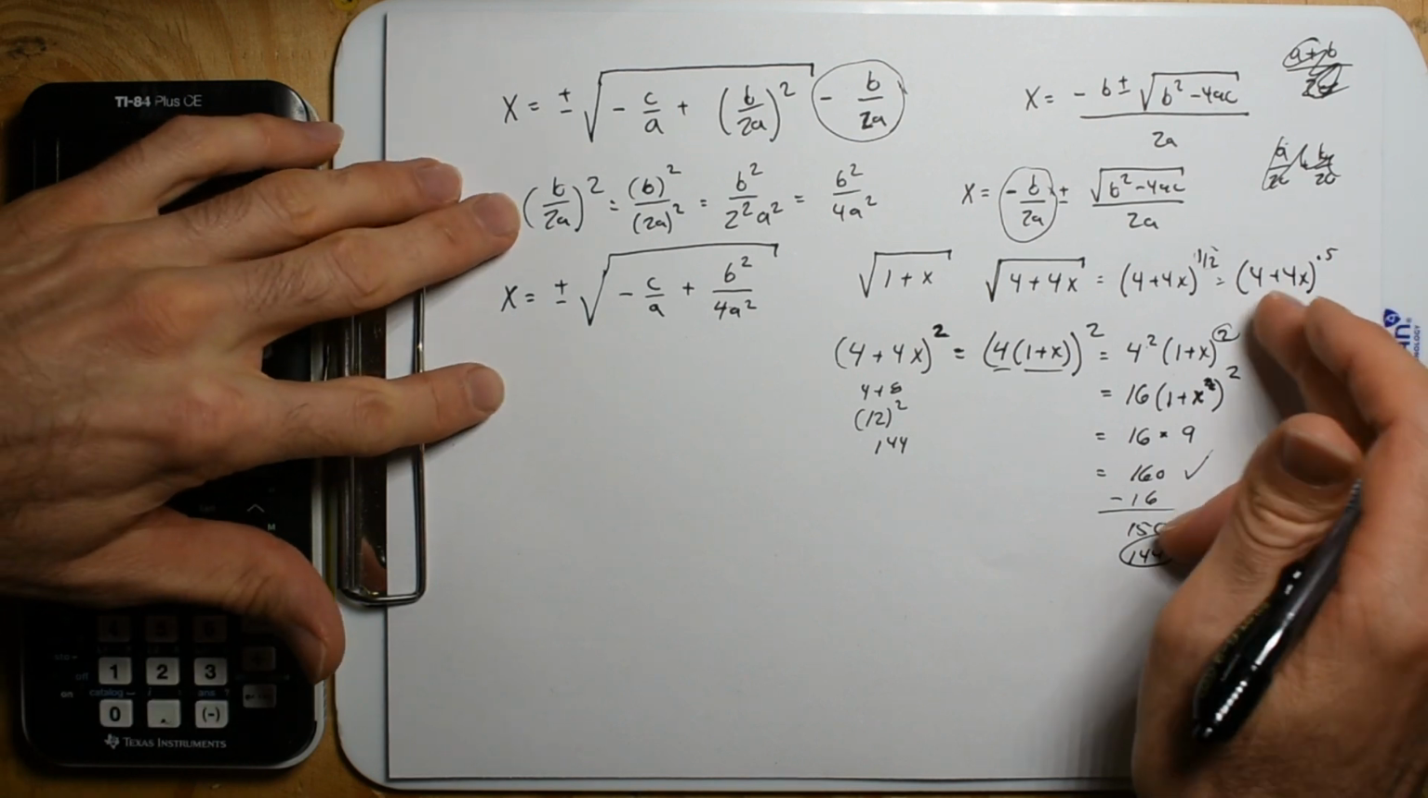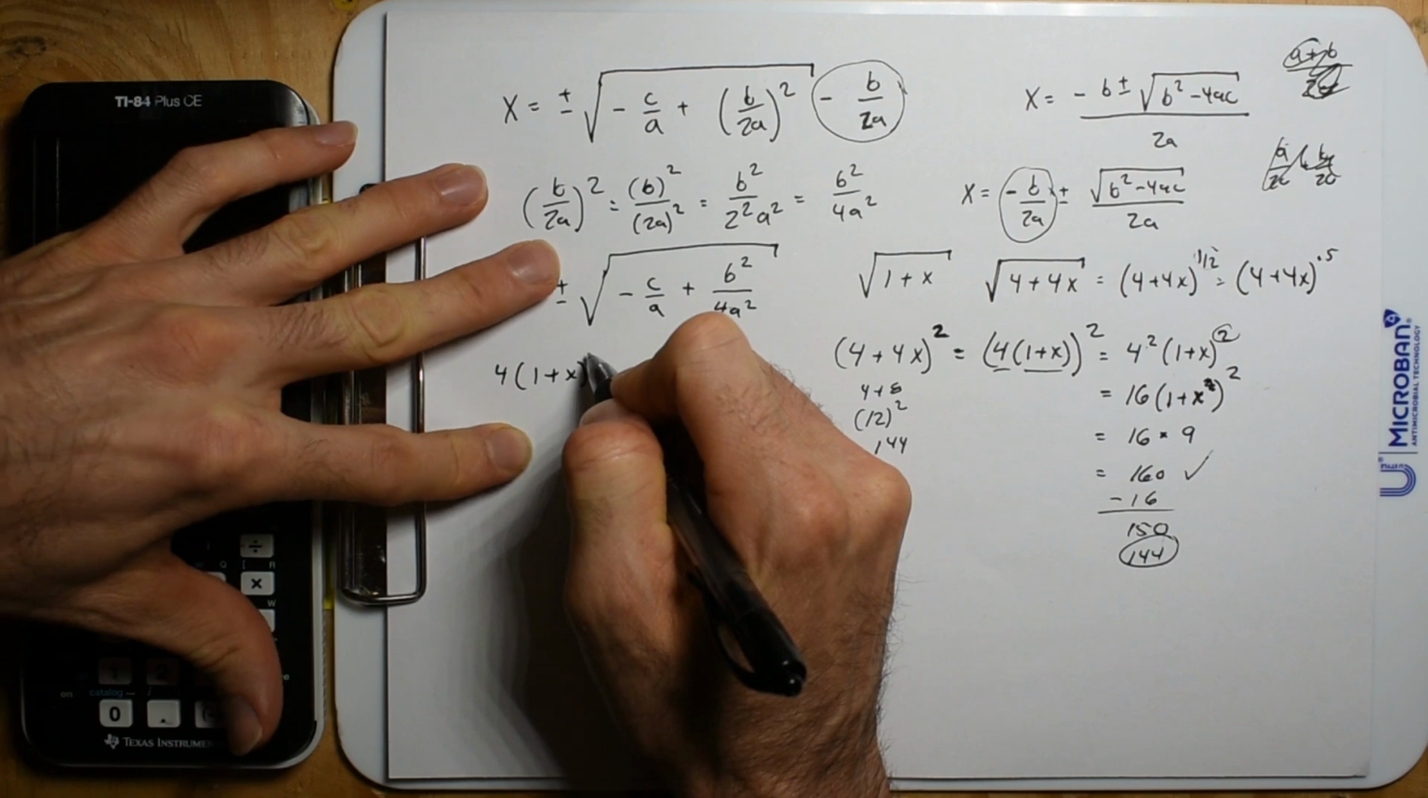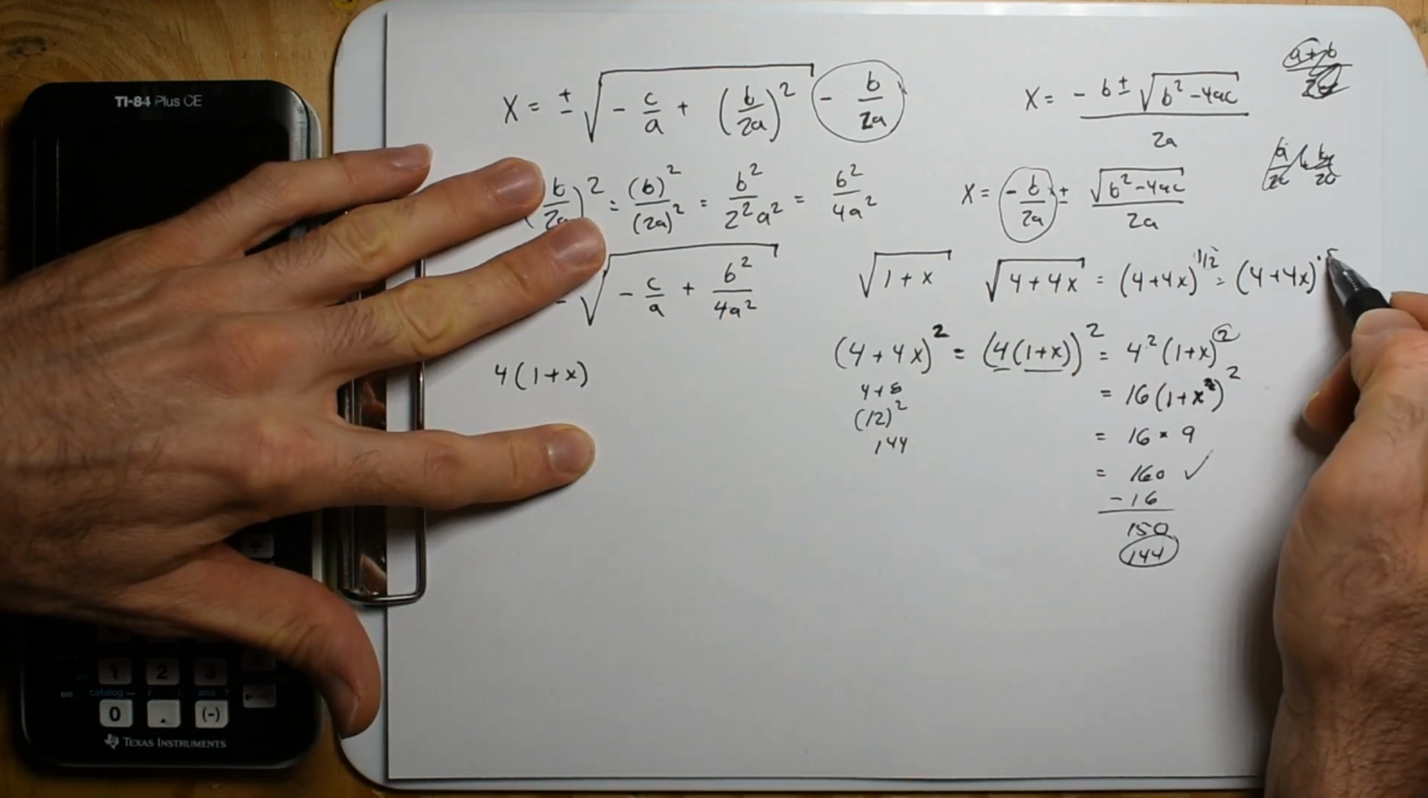But anyway, we're going to do that same thing. We're going to factor out a 4. So we're going to do 4 times 1 plus x. And then we have that, I don't know, this might be confusing.